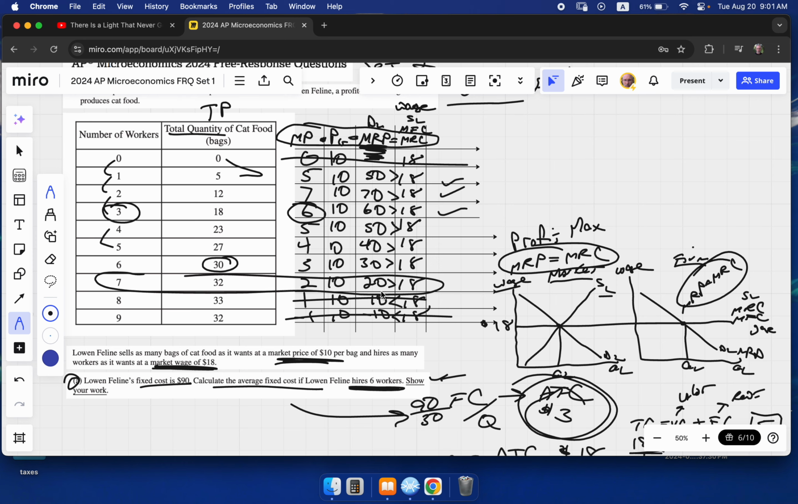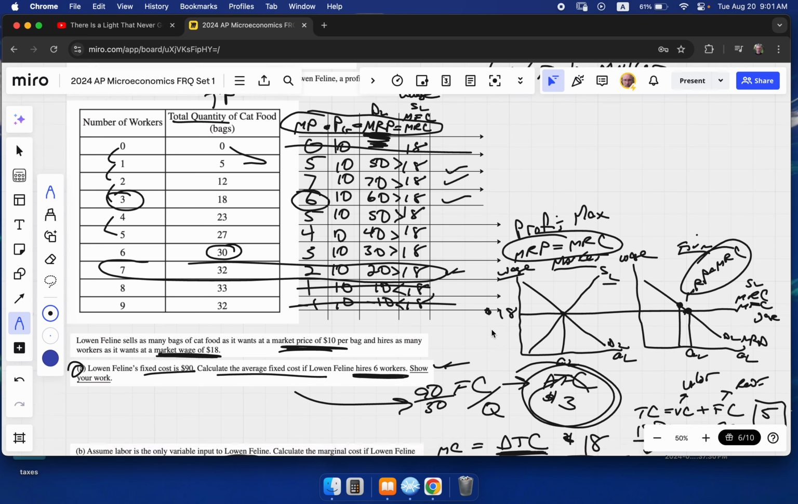Notice they're not the same. And that's okay. We can't hire a partial worker. We can either hire 7 or 8, and we are as close as possible to being at profit max without having our MRC or the wage greater than what they bring into the company. So if we have to stop right here, that's cool. That's the best we can do. We'll stop right there. And that would be the number of workers.